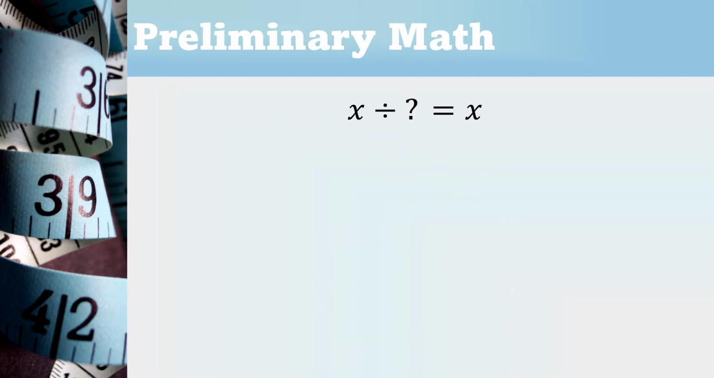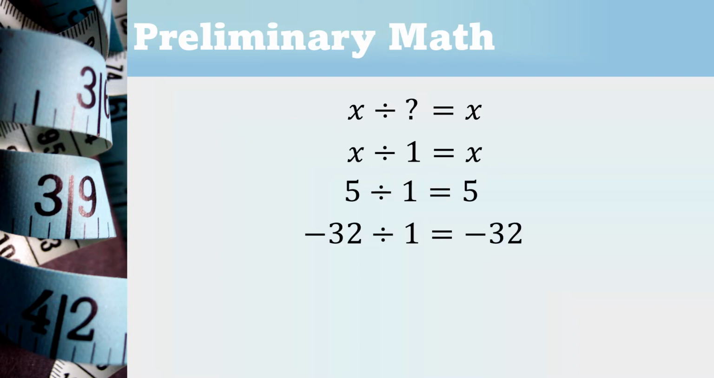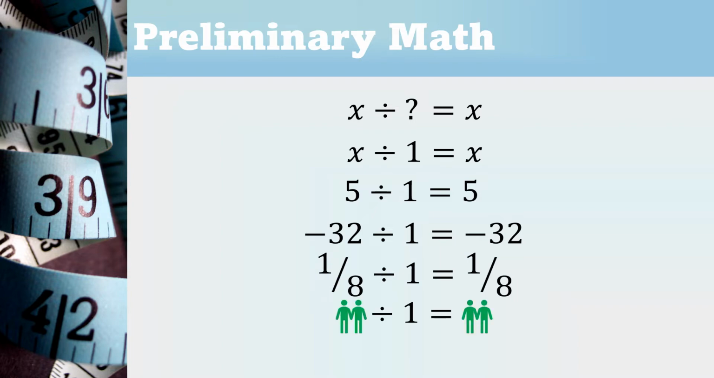We also need to know what the magic number is that can divide any number and not change its value. X divided by what would still be x? Again, it's the number 1. Anything, x divided by 1, is still that original anything, that x. 5 divided by 1 is 5. Negative 32 divided by 1 is negative 32. 1/8 divided by 1 is 1/8. 2 people in one group would be 2 people per group. And 3 penguins distributed between one pile would still have 3 penguins in each pile.